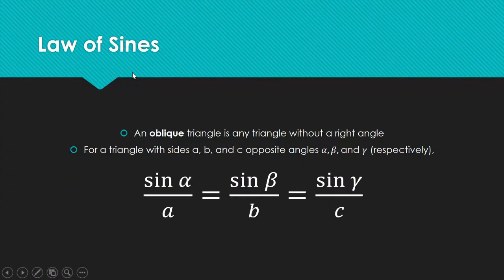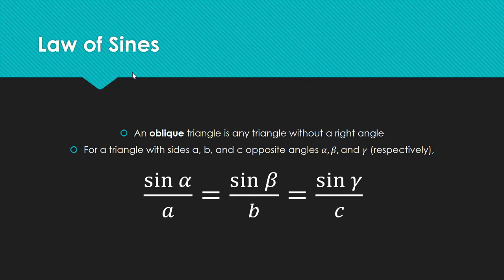So we are going to do just a quick little piece of Unit 4, and that is going to be how to solve oblique triangles. An oblique triangle is just a triangle that doesn't have a right angle. So if we don't have a right triangle, how do we solve it? Well, we have two laws that are going to help us with this. The first one is the law of sines.